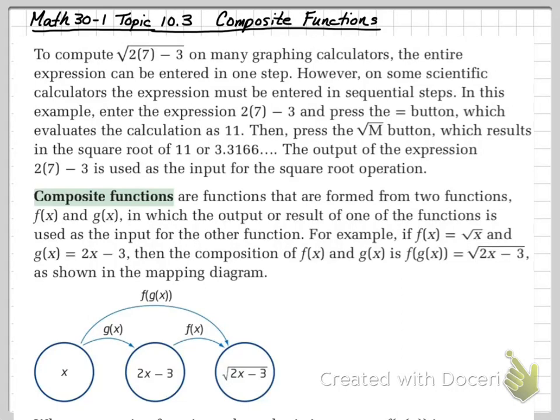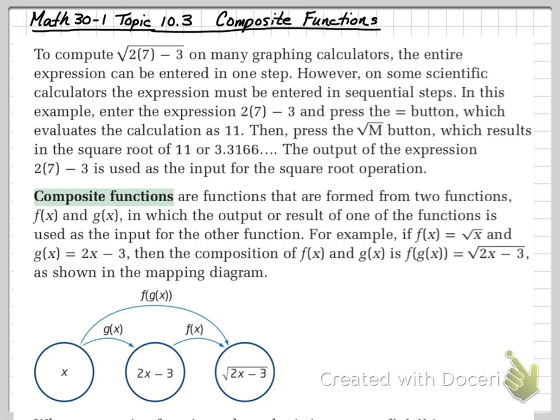Today in Math 30-1, we're taking the last topic from Chapter 10, Topic 10.3 on composite functions. To compute the square root of 2 times 7 minus 3 on many graphing calculators, the entire expression can be entered in one step. However, on some calculators, the expression must be entered in sequential steps. In this example, enter the expression 2 times 7 minus 3 and press the equals button, which evaluates the calculation as 11. Then, press the square root button, which results in the square root of 11, or 3.3166. The output of the expression 2 times 7 minus 3 is used as the input for the square root operation.